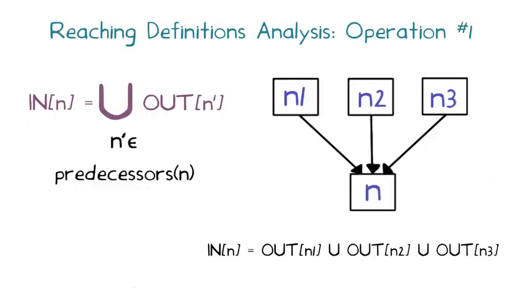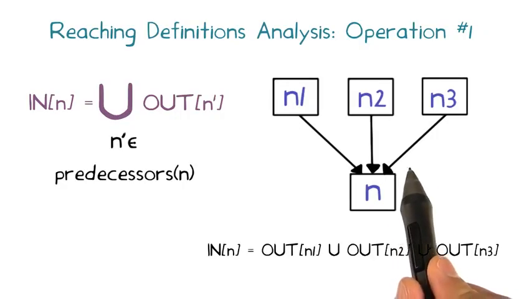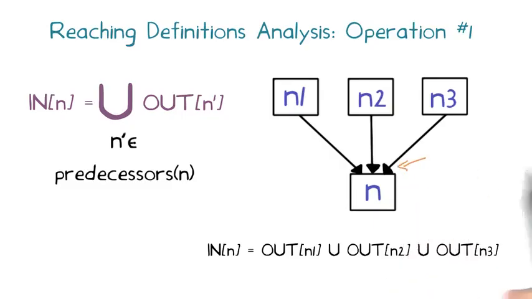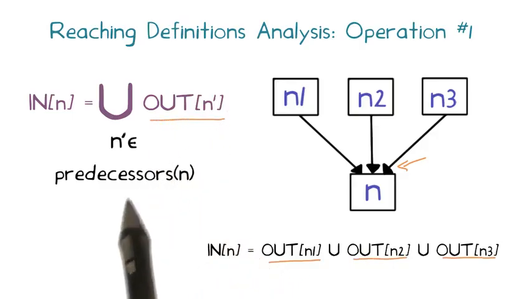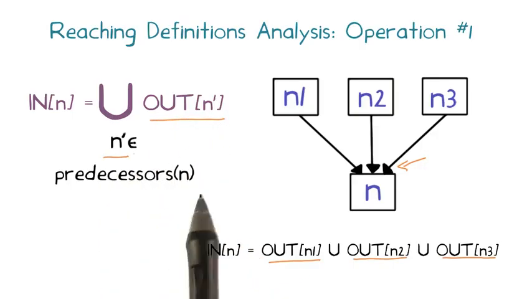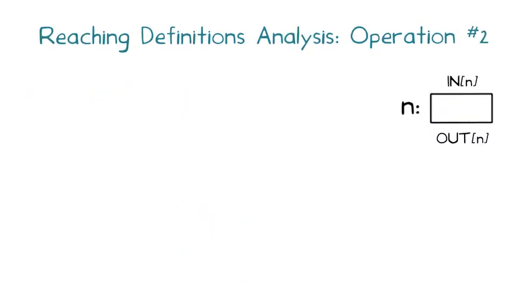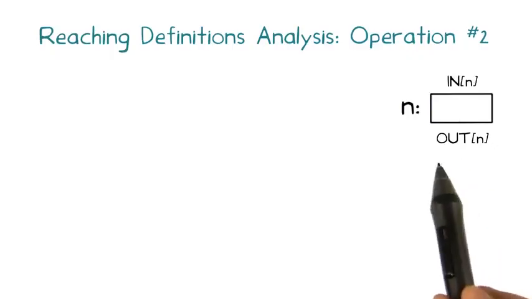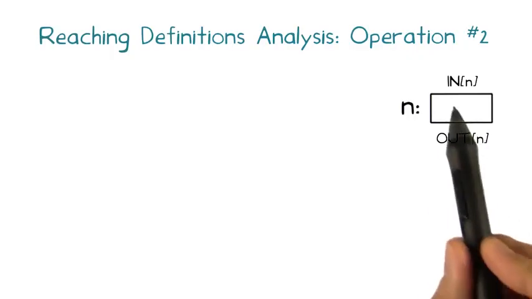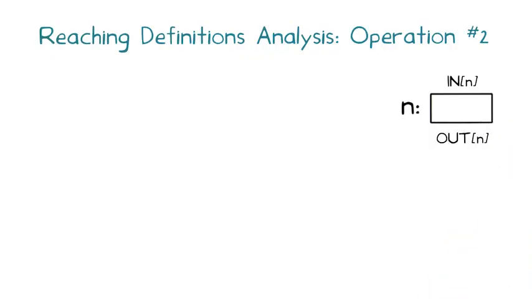Here is the first of the two operations of reaching definitions analysis. This operation states how to compute the set of facts at the entry of a particular node in the control flow graph. We do this by taking the union of the sets of facts at the exit of that node's immediate predecessors. That is, the union of out n prime for each predecessor node n prime of n. The second operation of reaching definitions analysis tells us how to compute the set of facts at the exit of a particular node from the set of facts at the entry of that node.